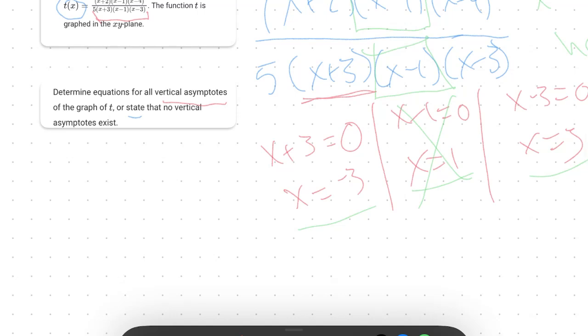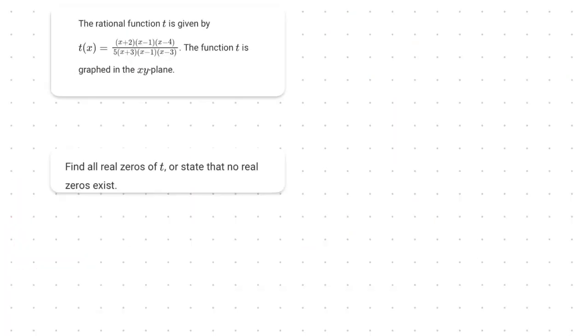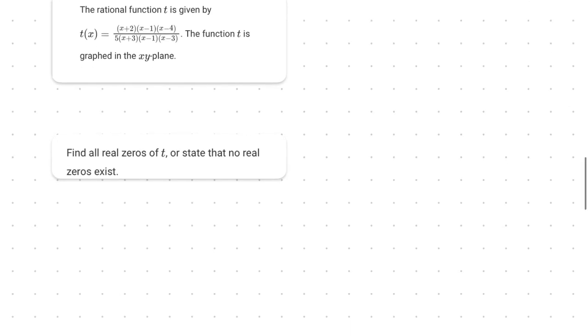So literally, it is just x equals negative 3 and positive 3. That is all we have to show for this question. But again, showing your work is what is needed.